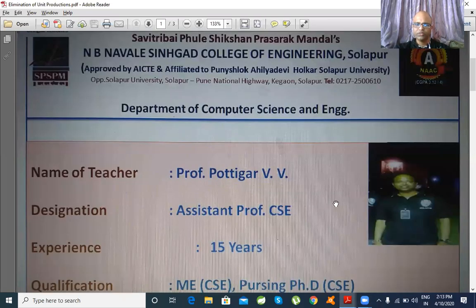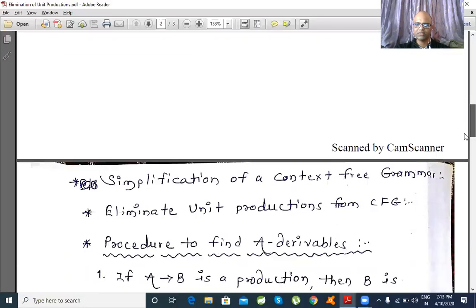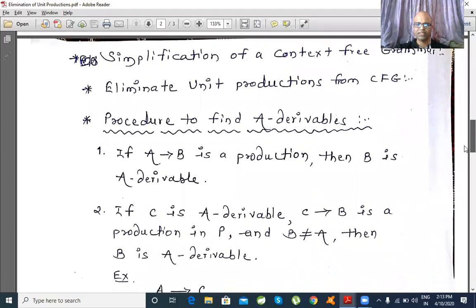Now to continue this topic, let's begin our discussion with a simple example. We'll first elaborate what the procedure is to eliminate unit productions. This is a stepwise process. Today we will be seeing eliminating unit productions from a context-free grammar.